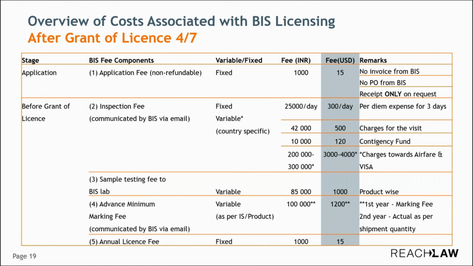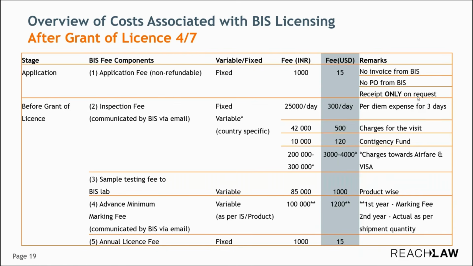And before grant of license, that as I mentioned is the inspection fee, the second inspection fee, and this will be communicated by email. Again, it's a fixed and variable. So fixed is basically a per diem expenses. So generally for 3 days, and it's $300 per day. So this is something which you need to consider. It's like $900 in total. Then you have fixed charges of the visit, which is $500.